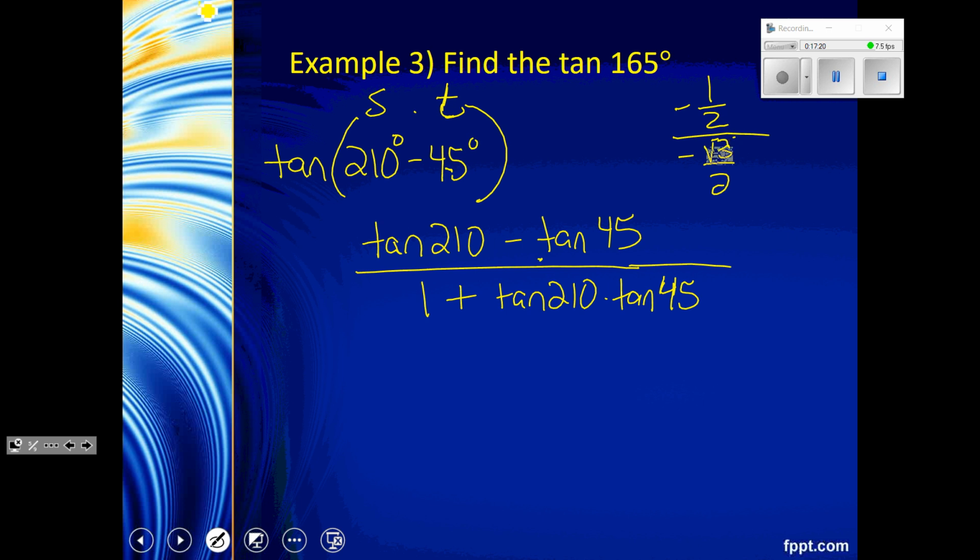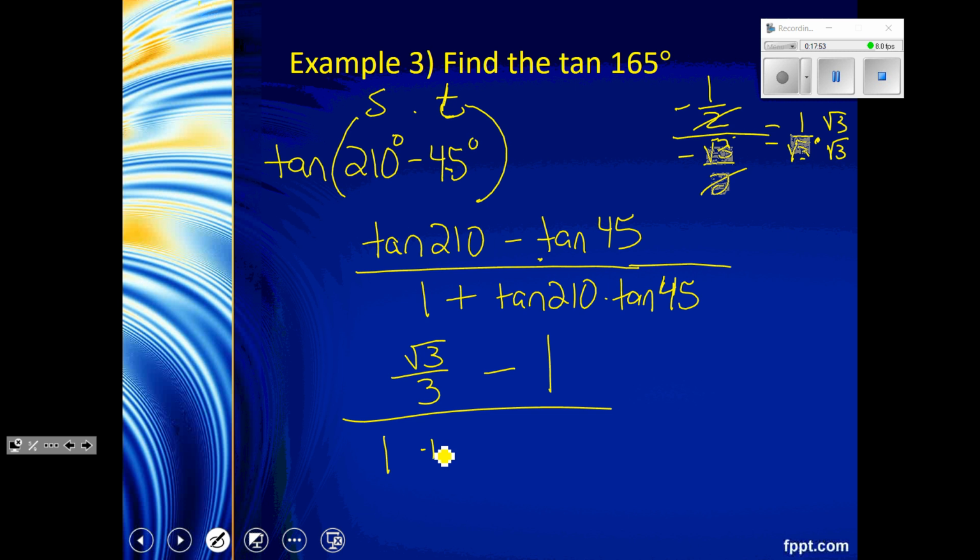Okay. You can do your trick, but does anybody remember what happens when these denominators are the same? They're going to cancel, and what's a negative over a negative? So this is 1 over square root of 3. What do we need to do with that? Times it by square root of 3. We're going to rationalize it. So this is square root of 3 over 3. Okay. Minus, what's the tangent of 45? What's square root of 2 divided by square root of 2? 1. Everybody agree? Divided by 1 plus, now we just figured this out, what's the tangent of 210? Square root of 3 over 3 times the tangent of 45, which is 1.